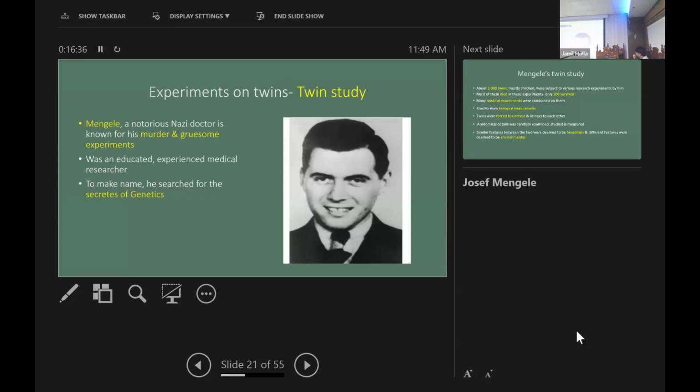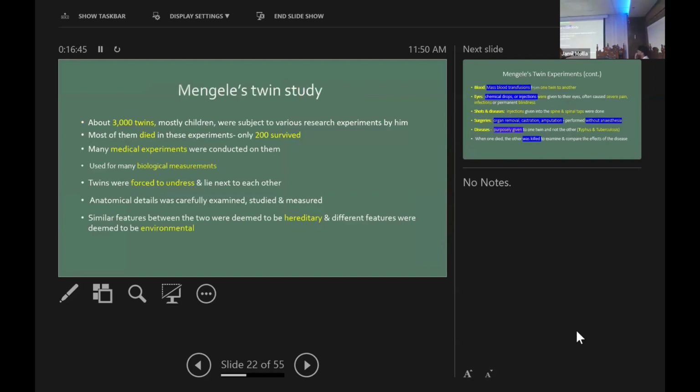He selected twins from among the families who were prisoners. Altogether, he selected 3,000 twins and conducted many studies on them. Ultimately, only 200 twins survived. Rest of them all died. You will be surprised to see what experiments he conducted on them.